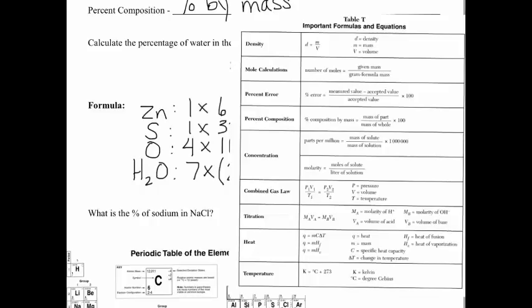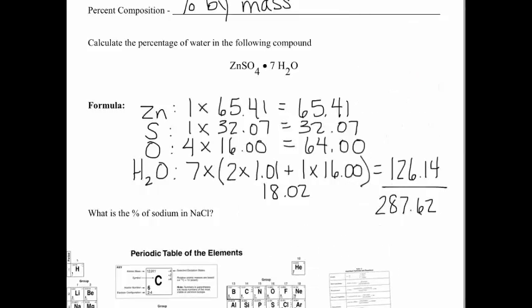What we've just figured out is the mass of the whole, so the GFM of that whole molecule, and we're going to put the mass of the part that we're looking for. So in this case, the mass of the 7 waters, and then just multiply by 100. I'll put that away, and actually that's what we have right here. We have the 126.14, which is our 7 water molecules, and then the mass of the whole here.